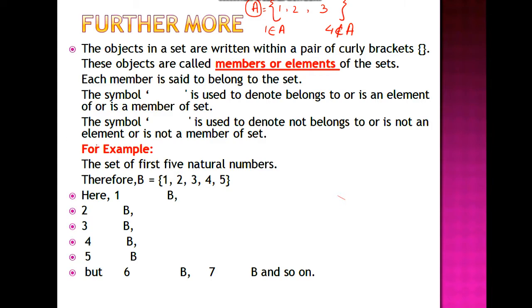For example, if we are writing the first 5 natural numbers, so the set will be 1, 2, 3, 4, 5. 1 is a member of set B, so it belongs to set B. 2 also belongs to set B. 3, 4 and 5 also belong to set B. But here 6 is not a member of set B, so it does not belong to set B. 7 is also not a member of set B, so 7 does not belong to B, and so on.